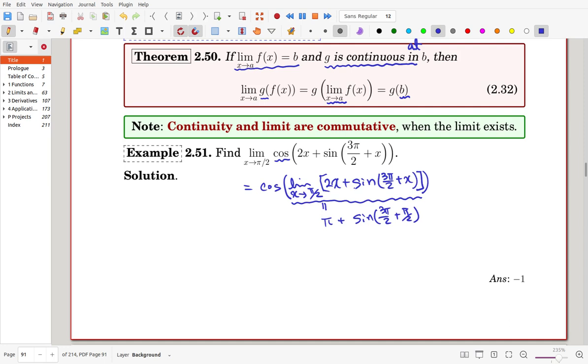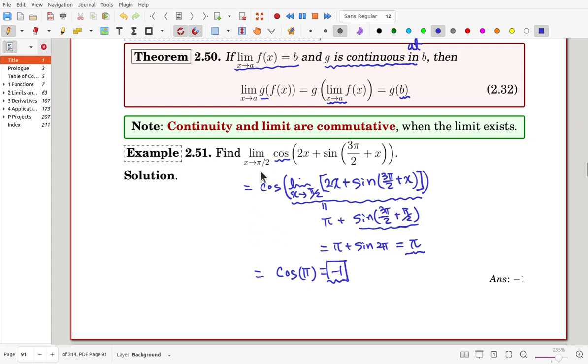Now the sine function is also continuous, so you can apply the limit first, so we reach that one. So here it is the same as pi plus sine of 2 pi, which is 0, so we reach pi. So it's the same as cosine, now in the limit, the same as cosine pi, which is minus 1. So that is the final answer.